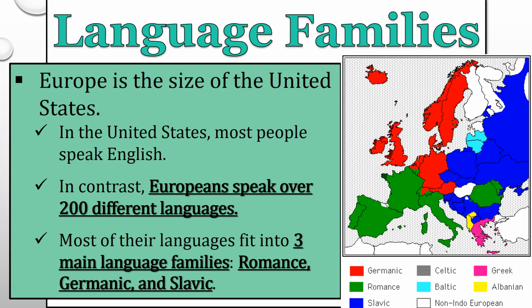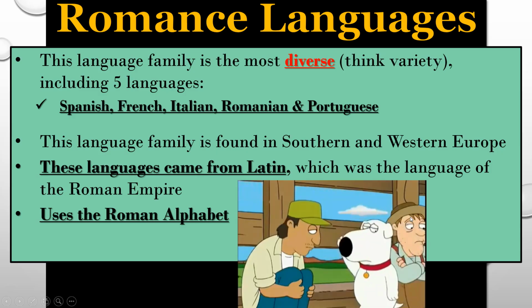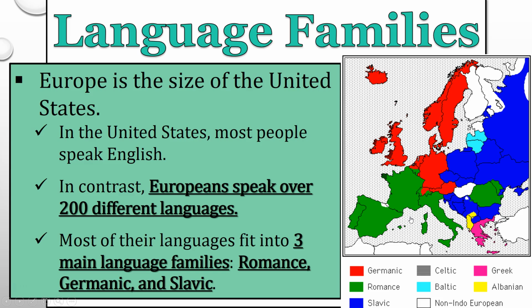So we have Romance, Germanic, and Slavic. Those are the three main language family groups that you need to know. Since there are three families, I wonder what makes them similar and what makes them different, or they would all be in one group.